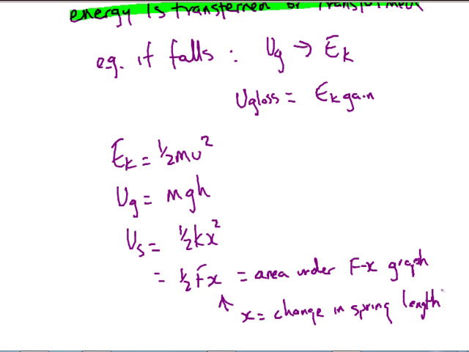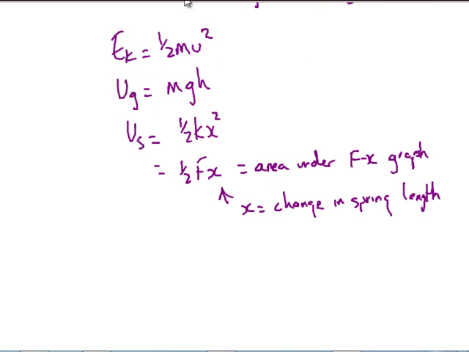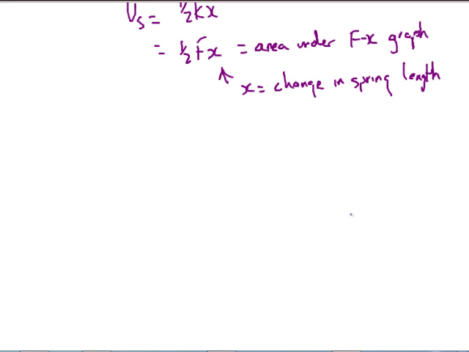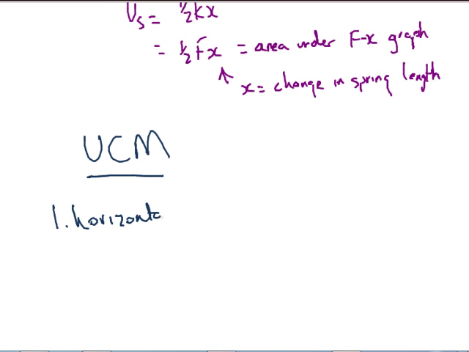Okay, finally, no, not finally, we've got two things to go. Uniform circular motion. This is probably the hardest one for us to grasp first up. So uniform circular motion, initially looked at just in the horizontal. And here we defined our equations that we're going to use.